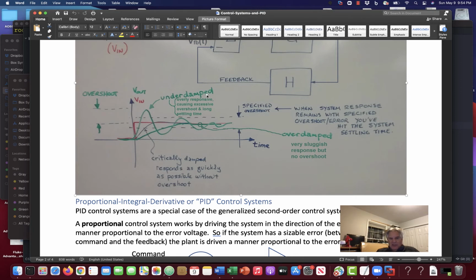And so that is underdamped. It's overly responsive, causing excessive overshoot and a long settling time. Now the opposite of that is an overdamped system, and that's this other green curve here. You get the input unit step and the system says, okay, I'm going to get there eventually, and it moves very slowly and finally gets within an acceptable range of the commanded input, and that may take a long time. It will be a sluggish response, but there's no overshoot.